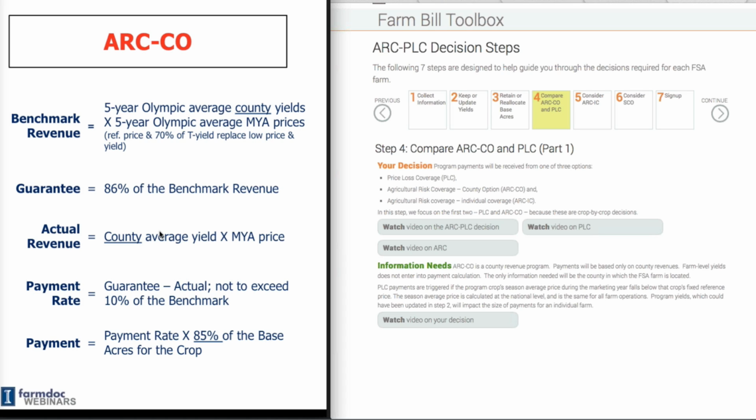Your payment rate then is that payment rate dollar amount, either the difference between actual and guaranteed revenue, or possibly the maximum payment of 10% of the benchmark, and that payment amount is made on 85% of the base acres for the crop. So again, it's a county level program, and it's a revenue based program that's based on averages of yields and prices that will change through time, because it is a 5-year rolling average that's used to calculate that benchmark each year.